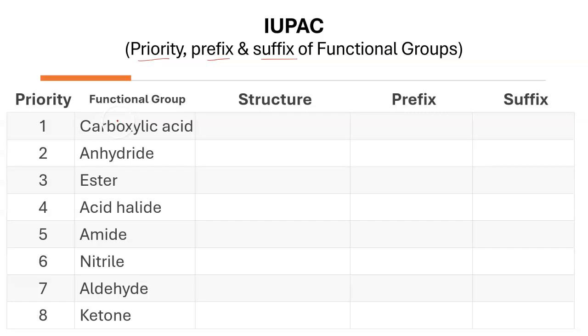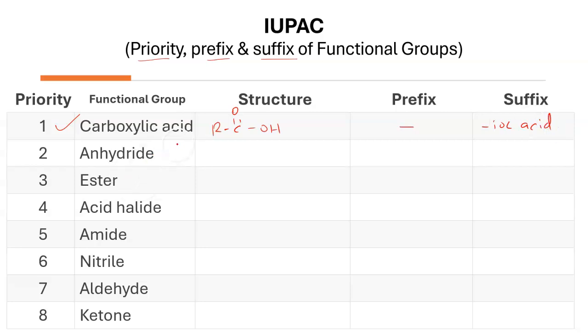So starting from a carboxylic acid: when we have to name a compound from the structure, or write a structure from the name, the first rule is that you should know the priority of that functional group. The very first functional group is carboxylic acid. Its structure is C double bond O H, having H at the end. There is no prefix for a carboxylic acid because it is the principal functional group, with priority number 1, and in the suffix it is called oic acid. One by one we will take an example of each.